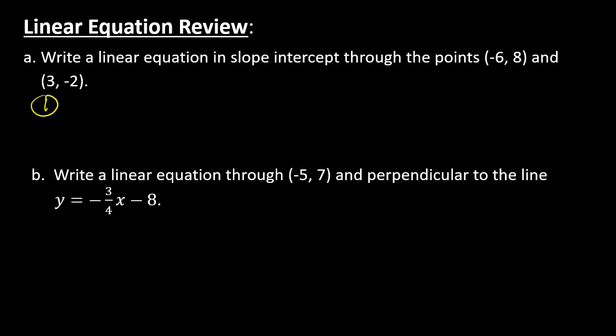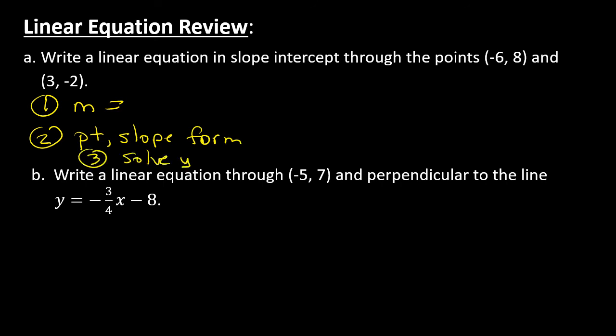First thing you need to do is find the slope. And then, if you think about it, we have a point and we have a slope, so you need to use point-slope form. Once we have point-slope form, you can solve for y, and you can find the equation of the line in slope-intercept form.